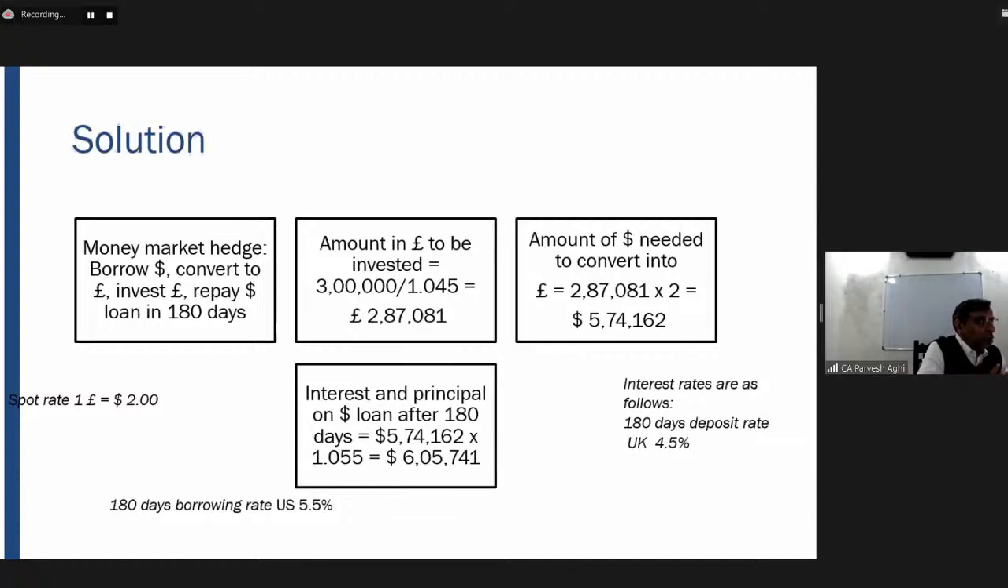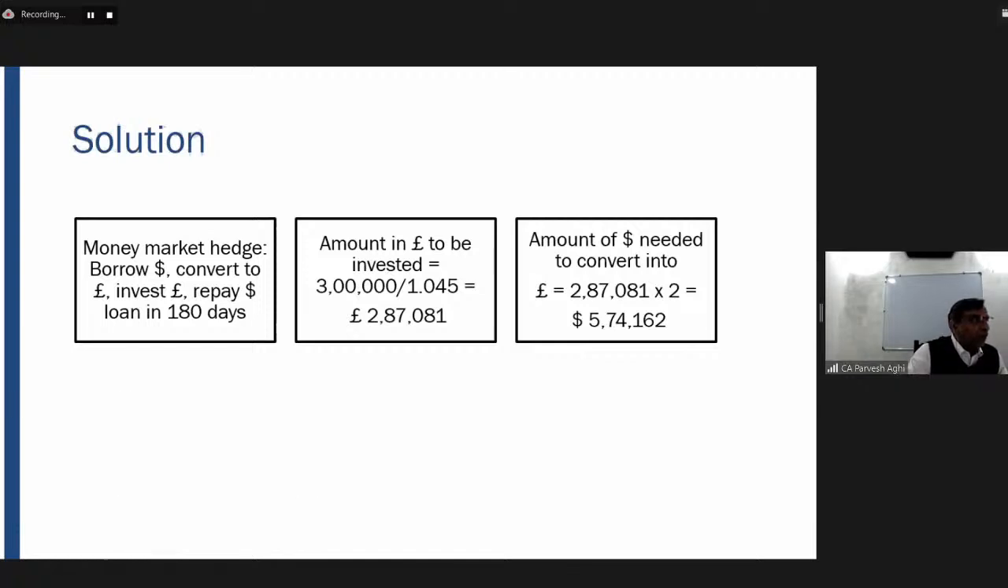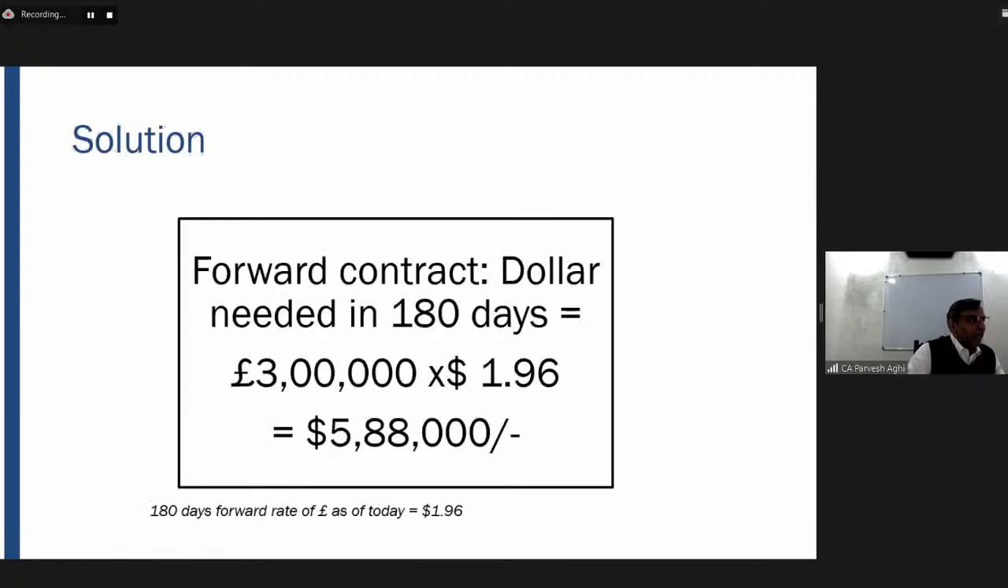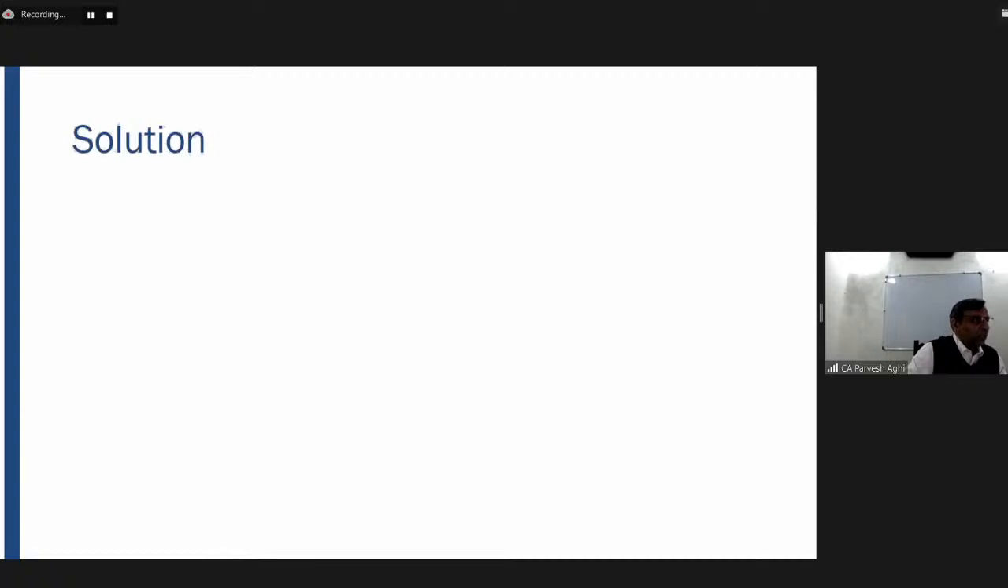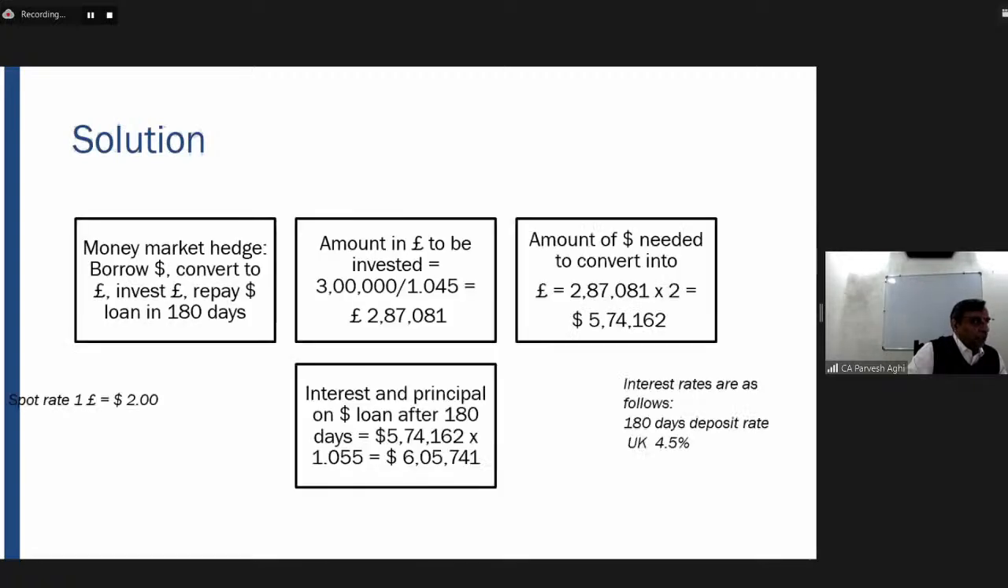Okay, so you have calculated two. First, remember the first was basically the 5,88,000 when you're using a forward contract, but now in this case you are paying in dollars, which is 6,05,741, but you're using a money market hedge. Just to repeat again, the money market hedge is basically you borrow because the money has to eventually flow out of America, so that you borrow in dollars and take the money in England in form of pounds and invest there. Okay, fine. And then you pay off your loan.